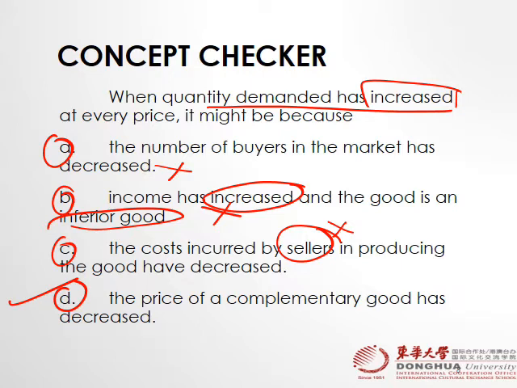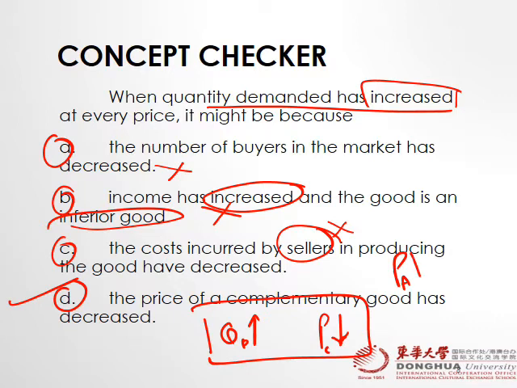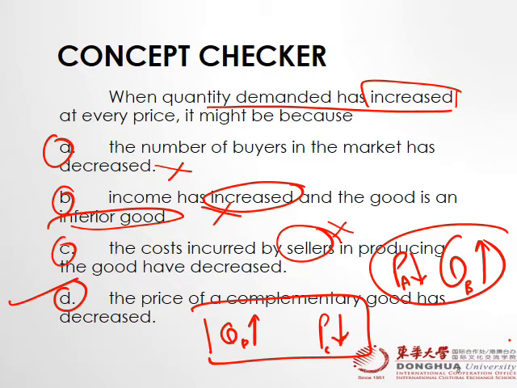The price of the complementary good has decreased. Right? Here, quantity demanded has increased at every price. So why? Because the price of complementary goods has decreased. Recall our complementary goods: if the price of product A decreases, it causes quantity demanded of another good to increase. We call this complementary, right? So D is the only answer. Here we go. Yes, D is the right answer.